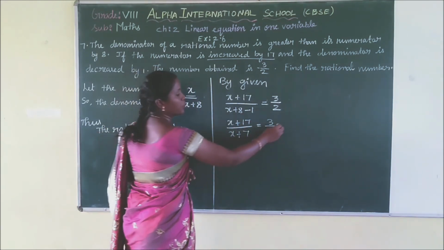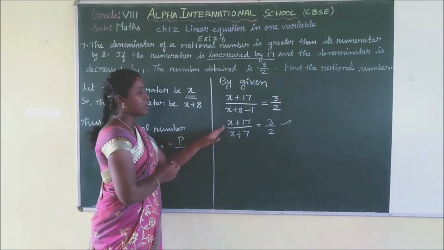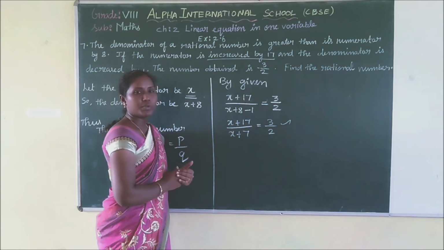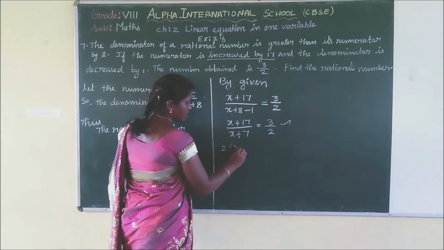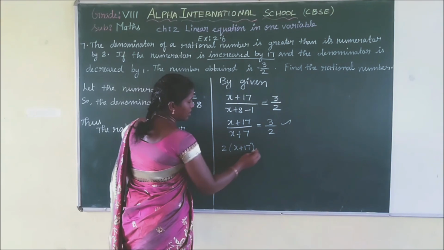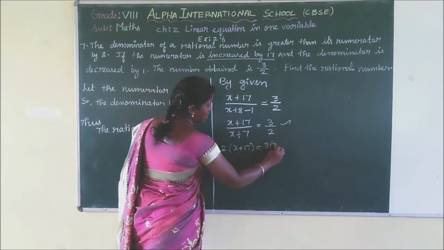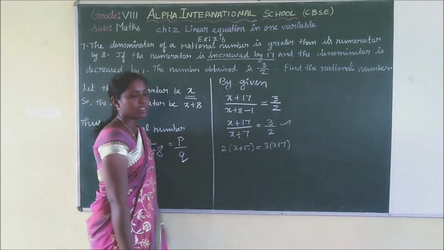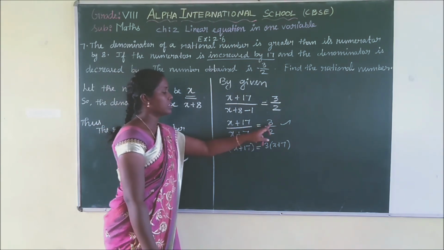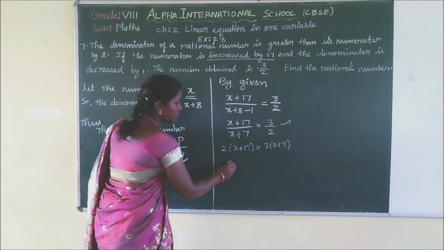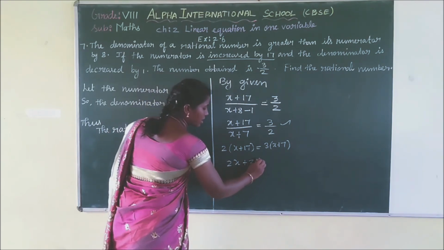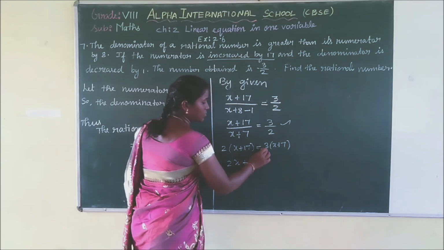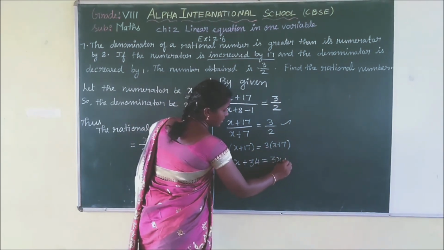Now we have already solved problems based on this, in the same model. What do we have to do now to find the value of x? We have to do the cross multiplication. So 2 into x plus 17 is equal to 3 into x plus 7. Multiply the values: 2x plus 17 into 2 is 34, is equal to 3x plus 21.